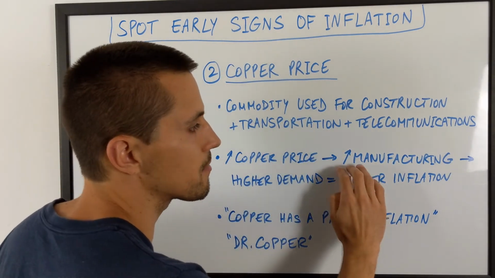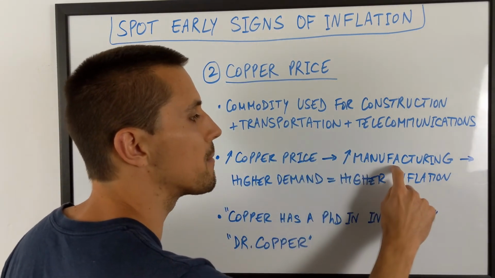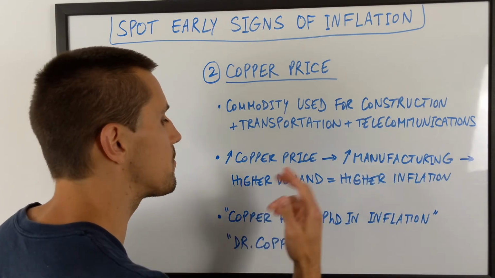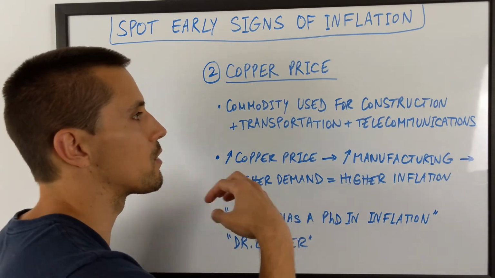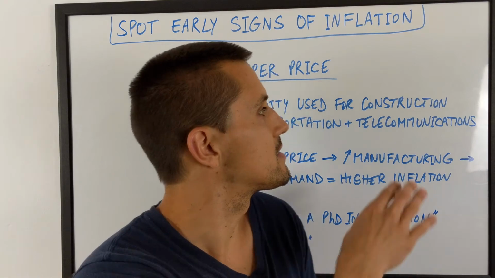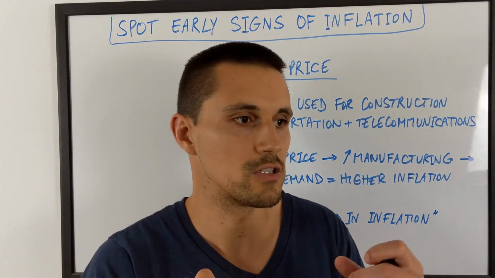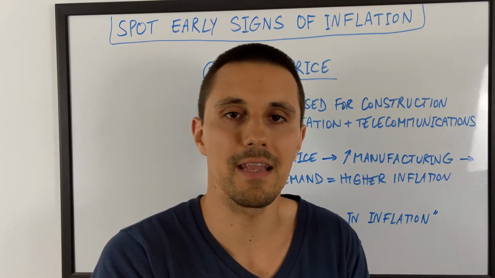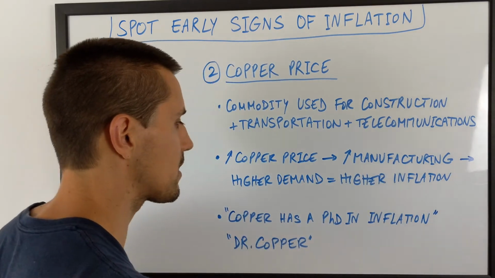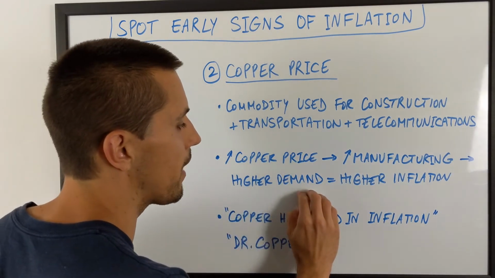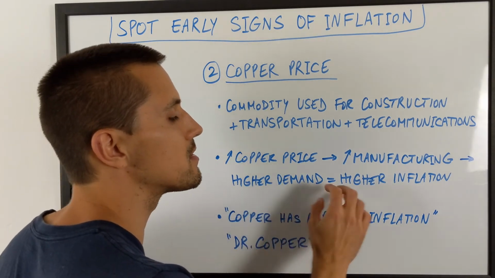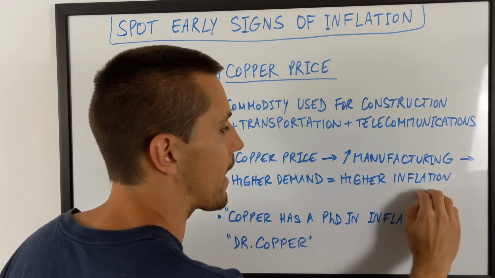So to build something, which means that it leads to higher manufacturing, and this higher manufacturing means that there will be higher demand for, let's say, buildings, transportation, telecommunication, and all these things. So people will spend more on these things. That means higher demand, and higher demand always means, or usually means, higher inflation.